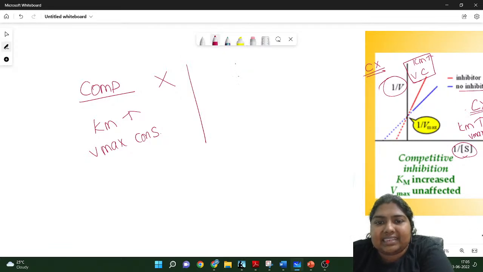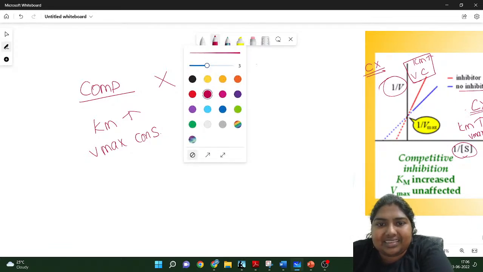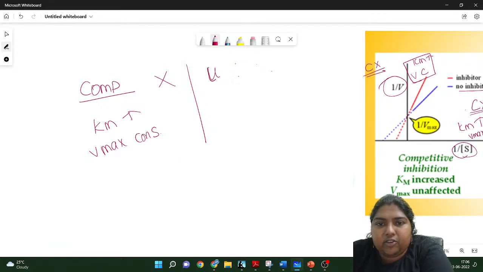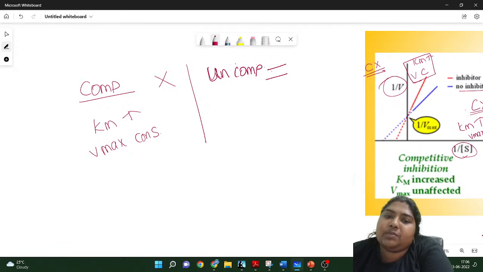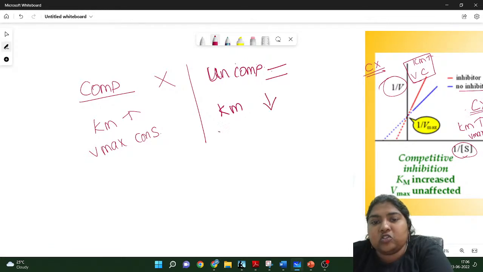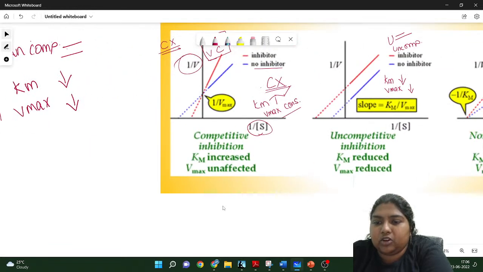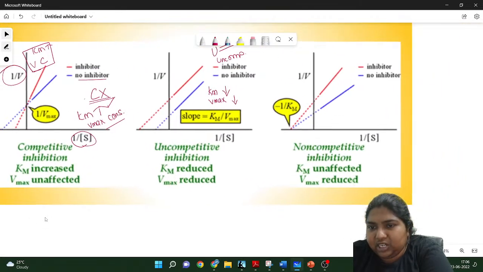If you take this uncompetitive, how is it going to be? It is going to be parallel. If it is going to be parallel, what happens to the Km? Km is reduced. What happens to the Vmax? Vmax is also reduced. Got the logic? So Km is also reduced, Vmax is also reduced. That is what happens with your uncompetitive inhibition.